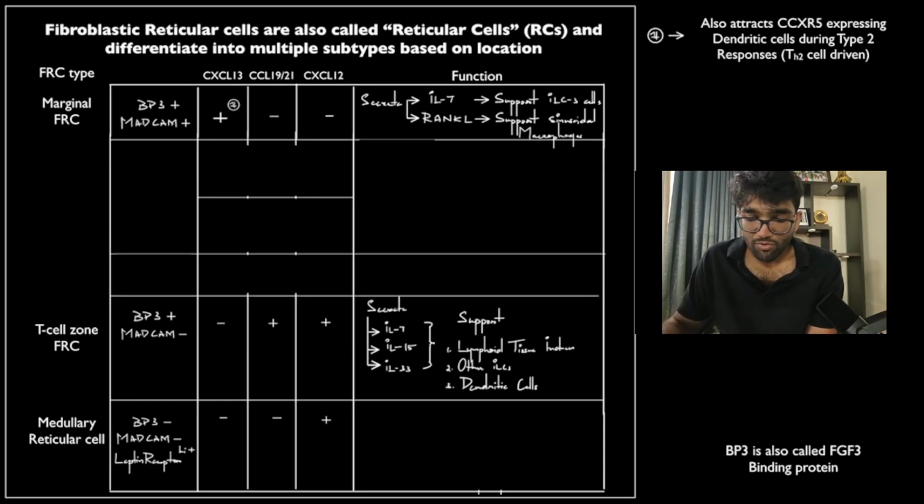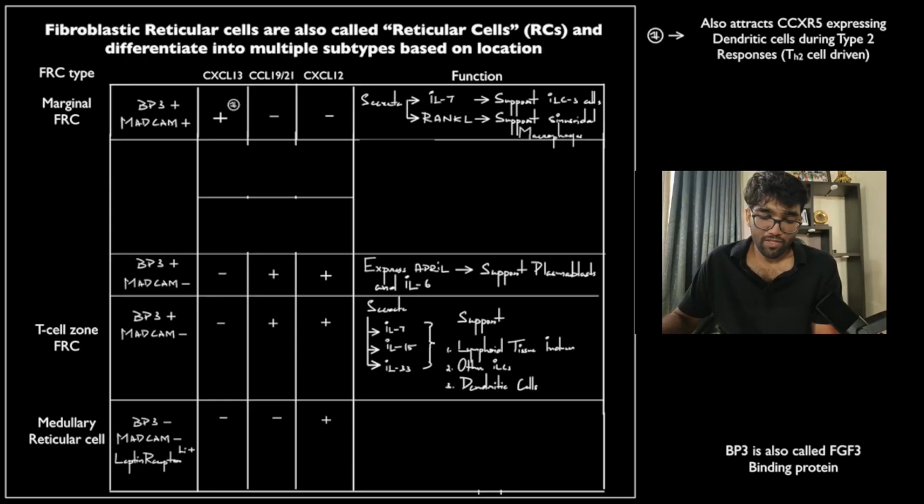Similarly, T cell zone FRCs secrete IL-7, they secrete IL-15 and IL-33. This is during homeostasis. This supports 3 cell types here: lymphoid tissue inducer cells, which we've seen are what started this process, other ILCs, particularly ILC1 and ILC2, and dendritic cells, particularly plasmacytoid dendritic cells, which are resident within the T cell zones of the lymph nodes.